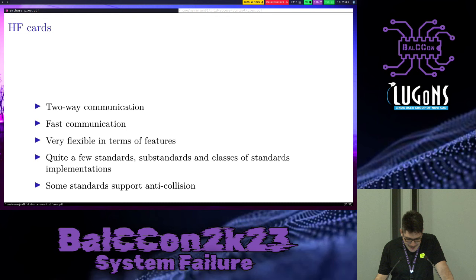They have fast communications. They are really flexible in terms of features. So you will find cards that do really strange stuff. For example, there are PGP or GPG implementations of applets for some smart Java cards, and you can use them to sign your email. That's really not something you would expect from cards that can also be used for identification to the door controller.